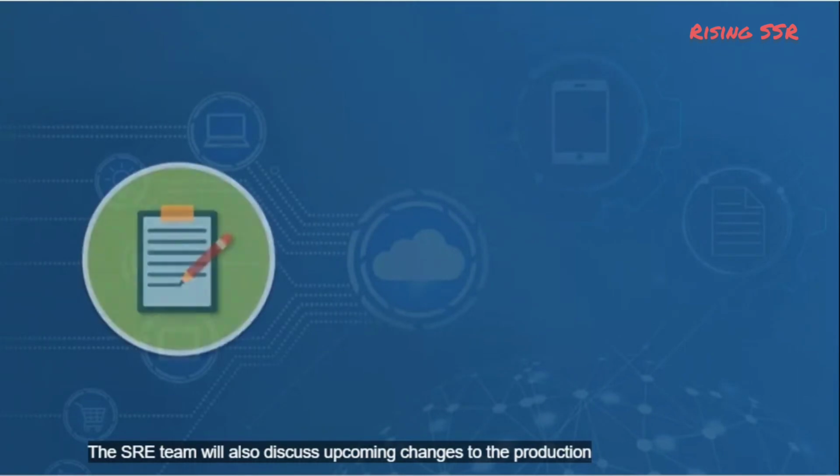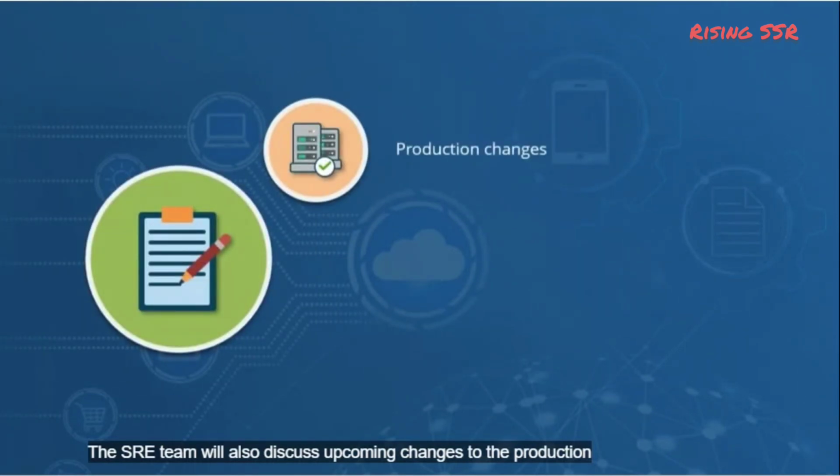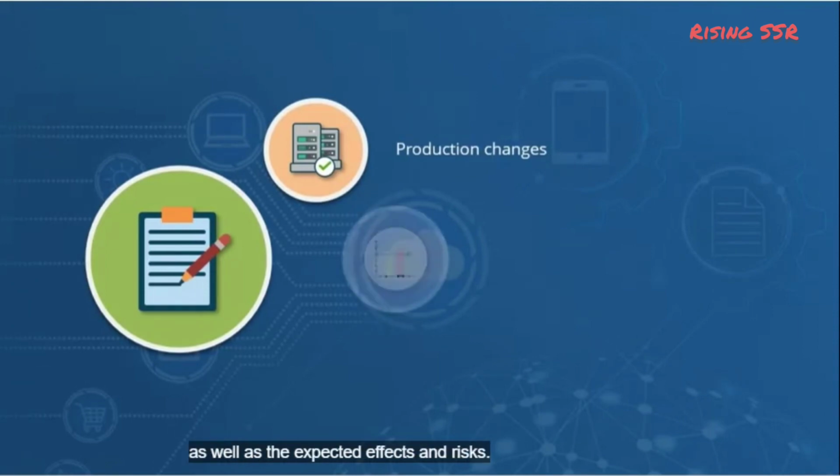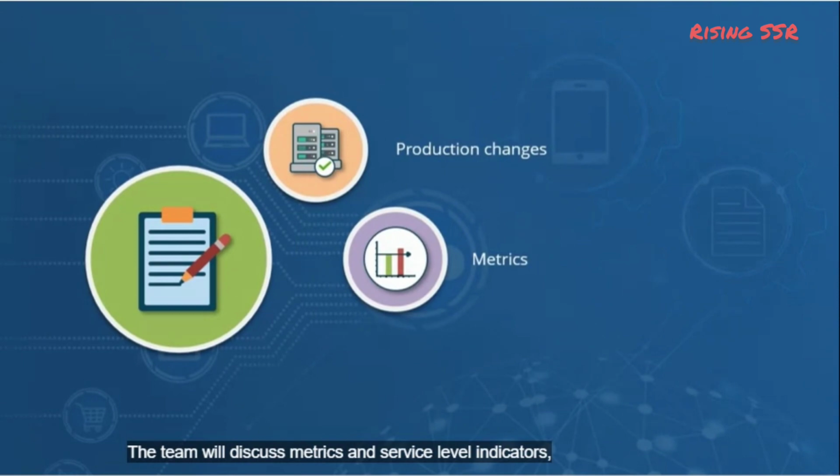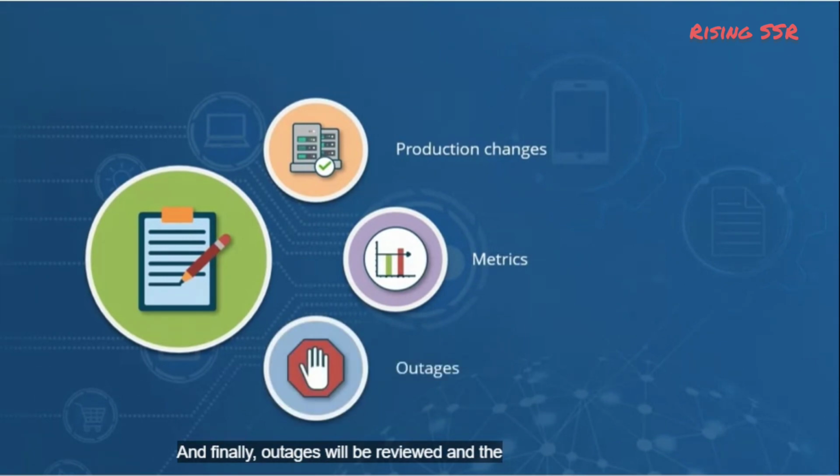The SRE team will also discuss upcoming changes to the production environment. They'll discuss when these will occur, as well as the expected effects and risks. The team will discuss metrics and service level indicators, and service level objectives might be adjusted. And finally, outages will be reviewed, and the team will note how to avoid such outages in the future.